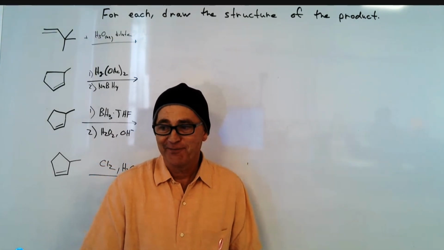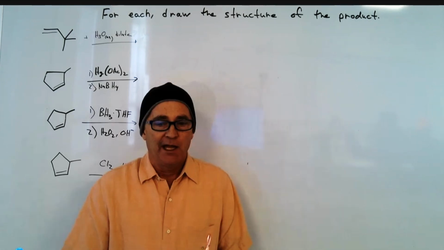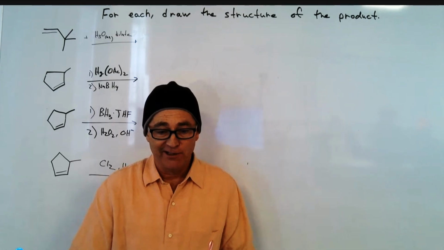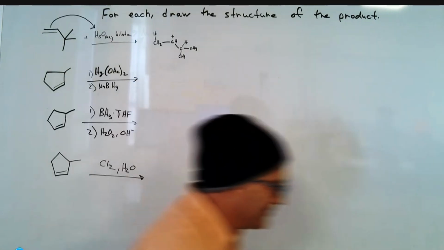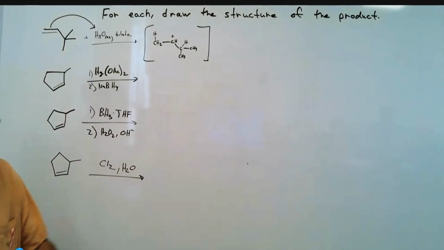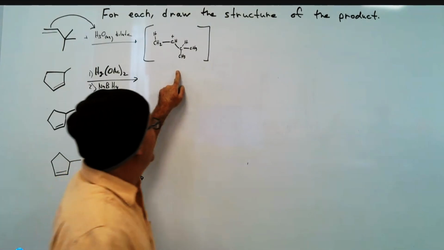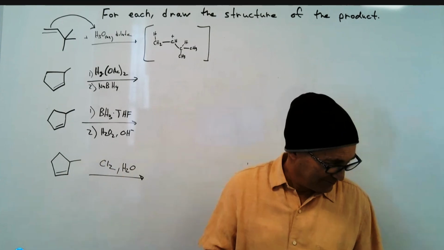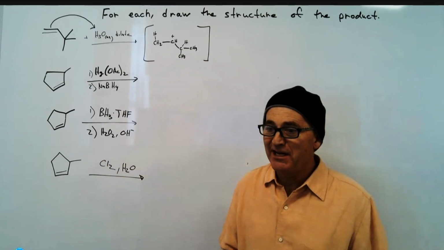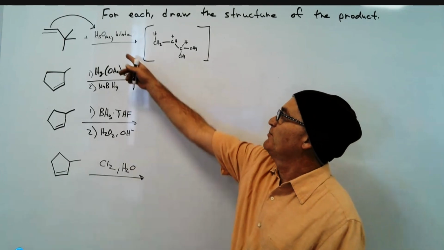So this is a good review of addition reactions to alkenes. What do you suppose the product is going to be? Here is a carbocation intermediate. And what are carbocations known to do? They eliminate a hydrogen and form an alkene. That's not going to go back to the product.